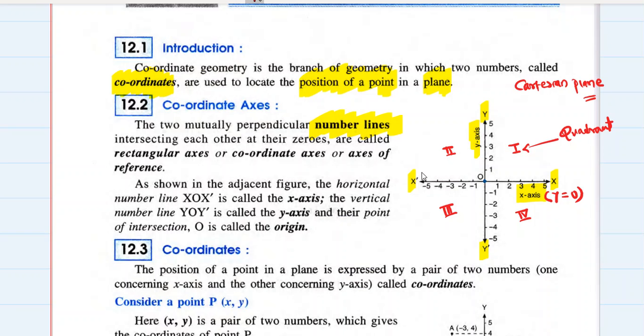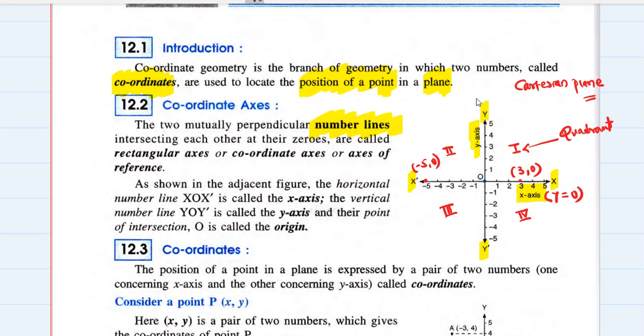For example, let's take this point. What is the coordinate of this point? This point has the coordinate 3, 0. See, the y coordinate is 0. What about this point? This point is -5, 0. Again, the y coordinate is 0. Since all the points which are located on x-axis have their y coordinate 0, hence the name of x-axis is also y is equal to 0.